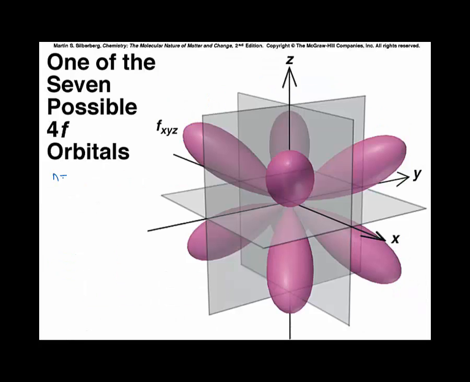Next, here is one of the possible f orbitals. In this case, n is equal to 4, and if n is equal to 4, possible values of L are 0, 1, 2, and 3, and L equal to 3 we're going to call an f-type orbital. Now for f orbitals, m sub L could be -3, -2, -1, 0, +1, +2, and +3. And so there are 1, 2, 3, 4, 5, 6, 7 different orbitals that are f orbitals. And this is one of them. It's called fxyz, and it looks like this.